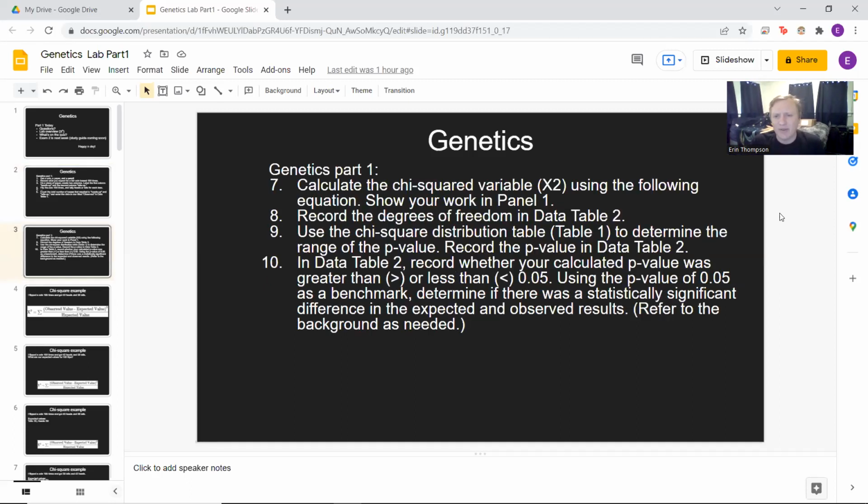And then it says calculate the chi-square using the following equation, show your work in panel 1, record the degrees of freedom in data table 2, use the chi-square distribution table to determine the range of the p-value, record the p-value in data table 2, and record whether your p-value was greater than or less than 0.05.